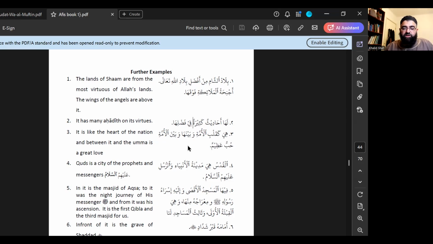هي كقلب الأمة وبينها وبين الأمة حب عظيم. Here, it refers to Bilad al-Sham. كقلب الأمة: ka is a harf jar, a preposition. قلب الأمة is mudaf mudaf ilayh. The ka is like the Ba, a one-letter word. Here it is like قلب الأمة, and that whole expression is the khabar. It is like the heart of the ummah.